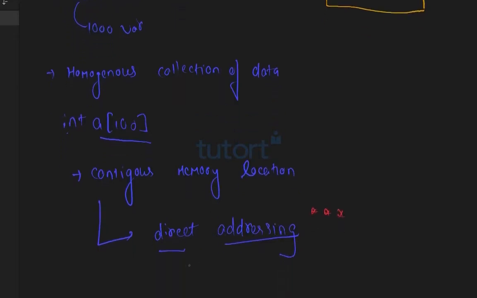What does direct addressing mean? Direct addressing means that if you have written a of 4, you can directly jump to any element in the array.